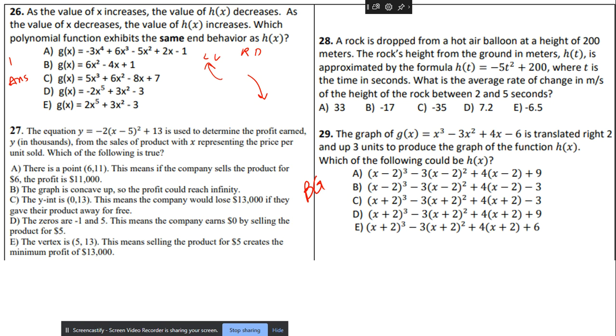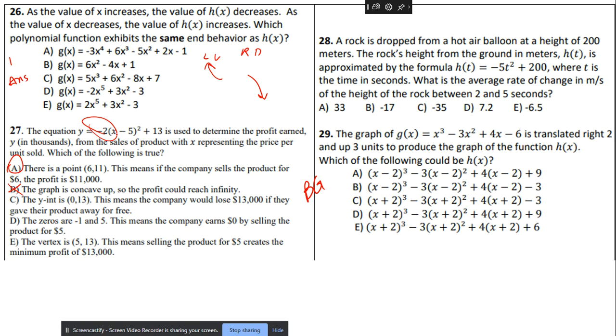A says there is a 6, 11. This means that if the company sells the product for $6, their profit is $11,000. Well, that's true. I guess we should be thorough, but it looks like there's only one answer. It doesn't say multiple select. B, the graph is concave up. No, it's got a negative number out front. Concave down is quadratic. C, the y-intercept is 0, 13.